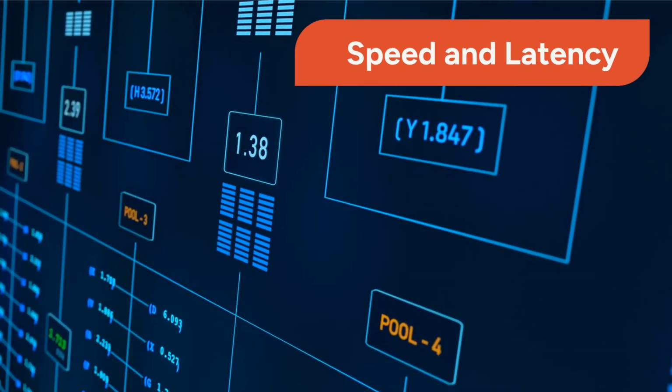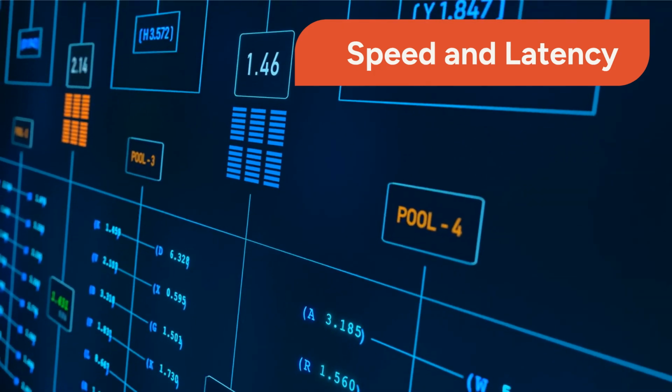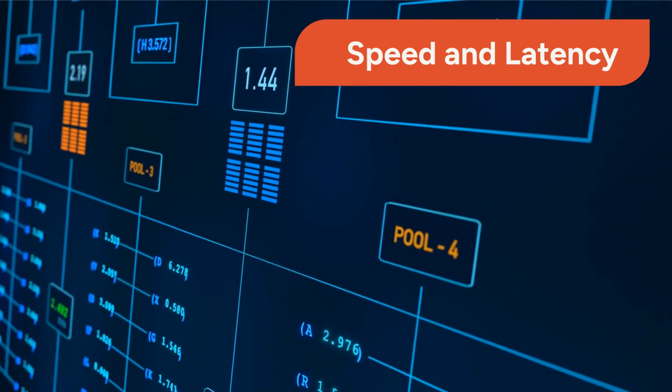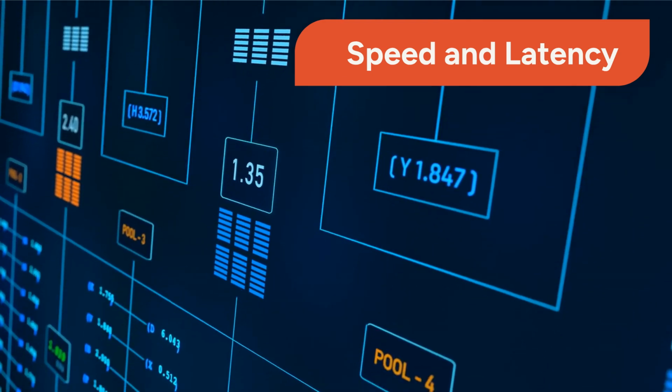RAM is incredibly fast, allowing the CPU to access data quickly. Latency refers to the delay before RAM can transfer data, and modern RAM strives for lower latency for better performance.